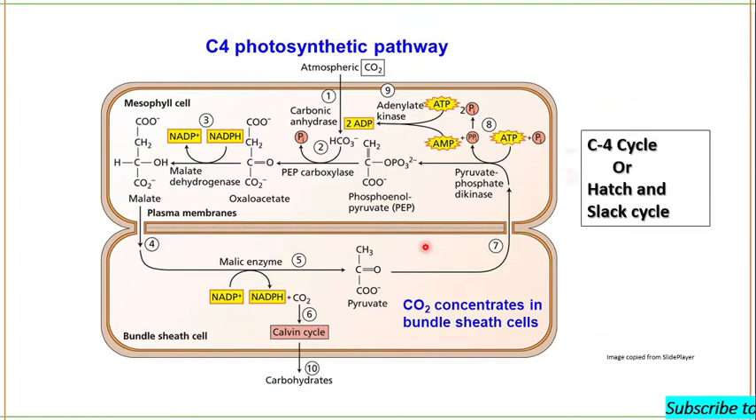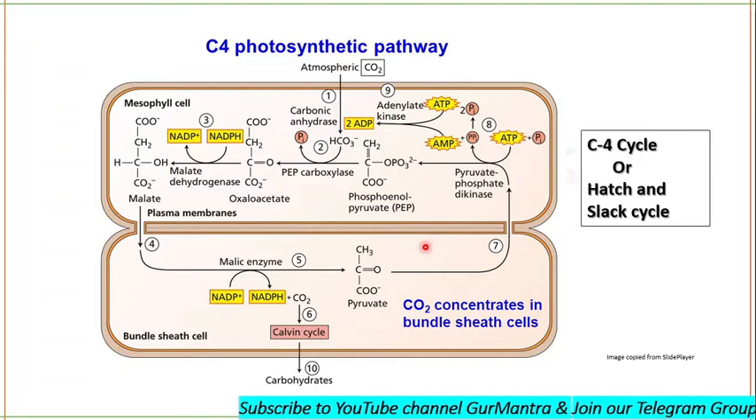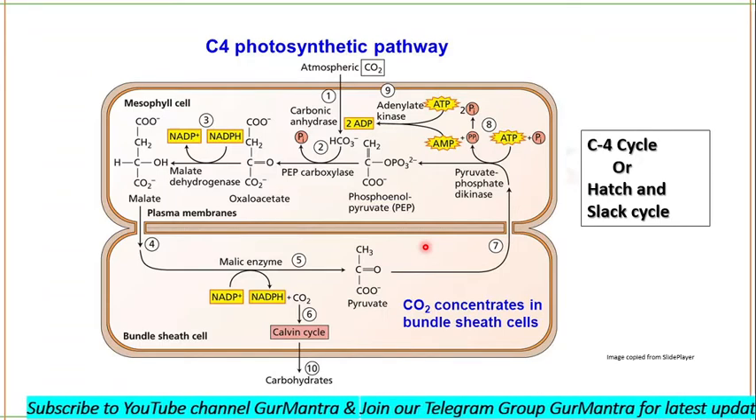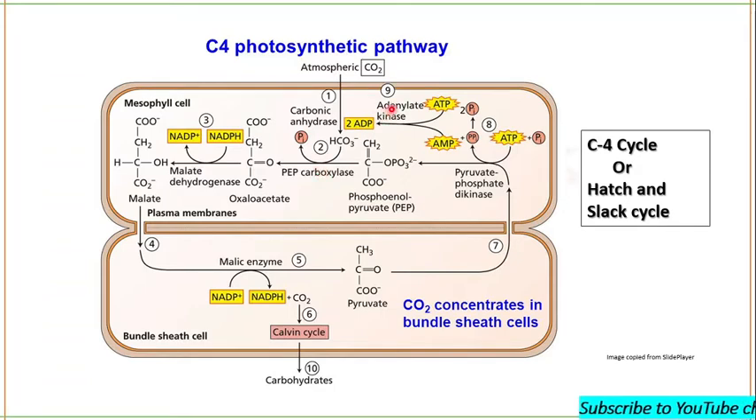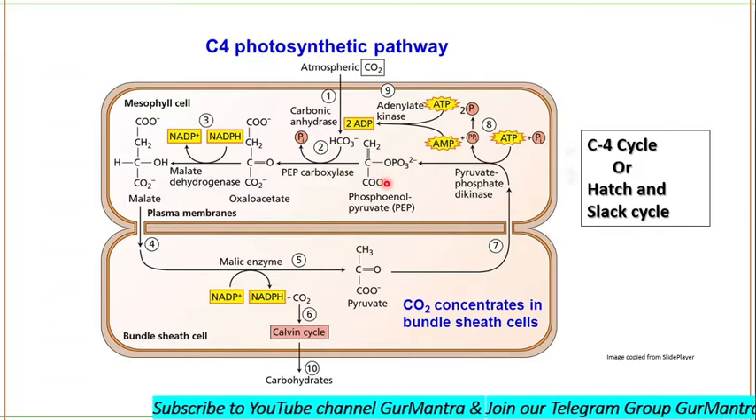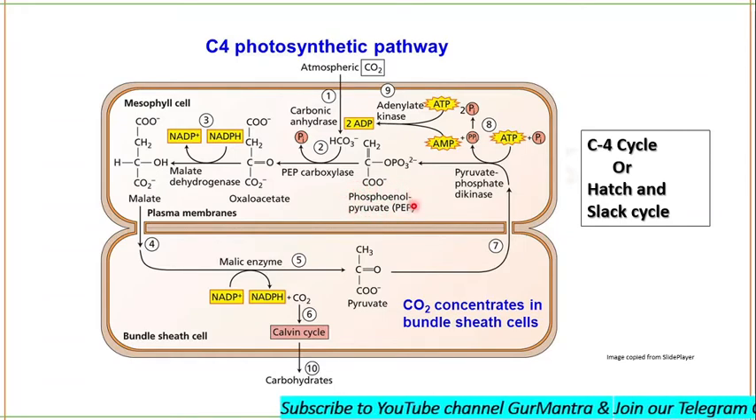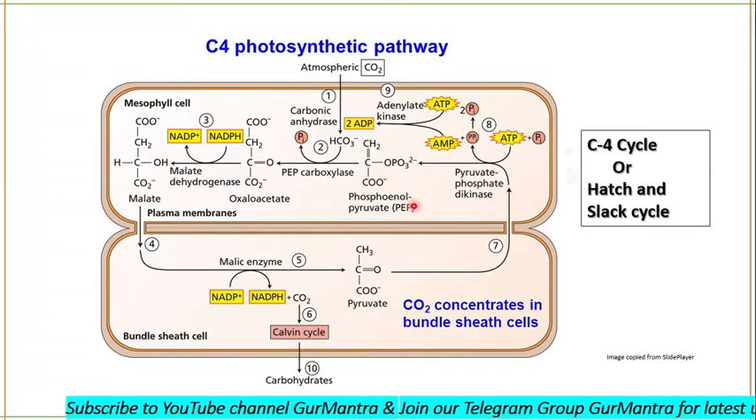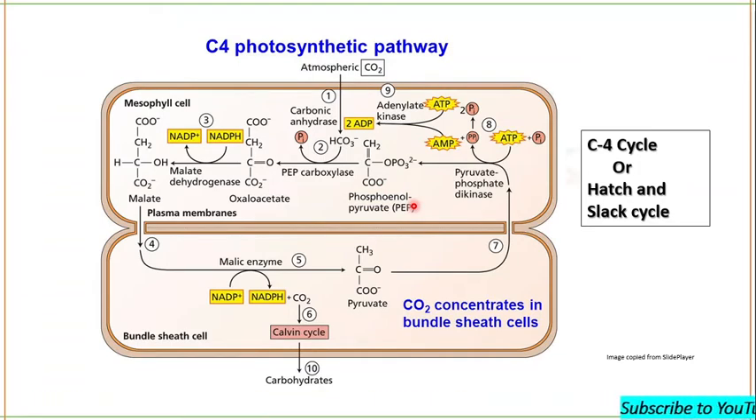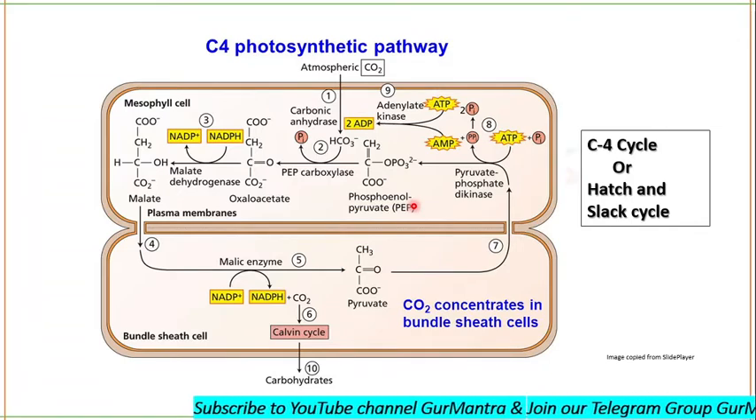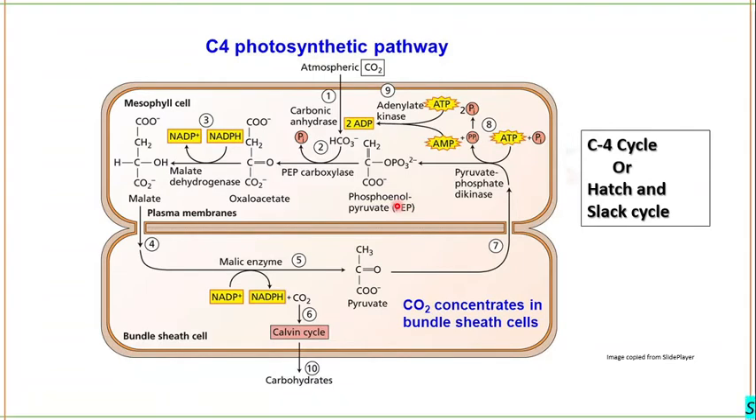So let's talk about our C4 photosynthetic pathway. What exactly happens during the photosynthetic pathway? Here atmospheric carbon dioxide is being fixed. The first acceptor in case of C4 photosynthetic pathway is phosphoenol pyruvate. In case of C3 cycle, the first carbon dioxide acceptor is ribulose 1,5-bisphosphate, and in case of C4 it's phosphoenol pyruvate. Great.